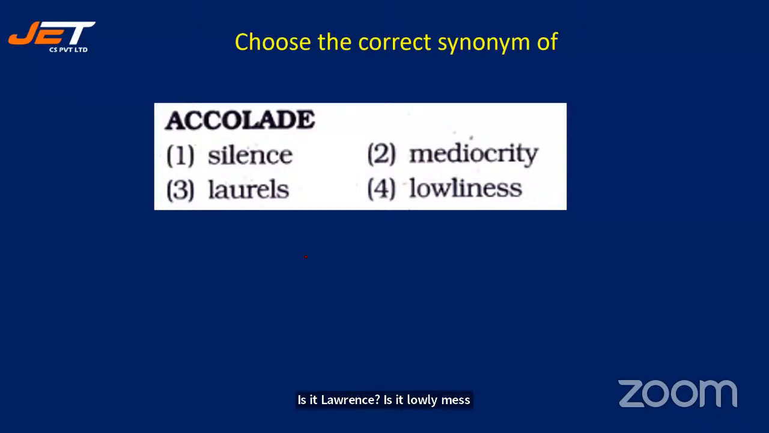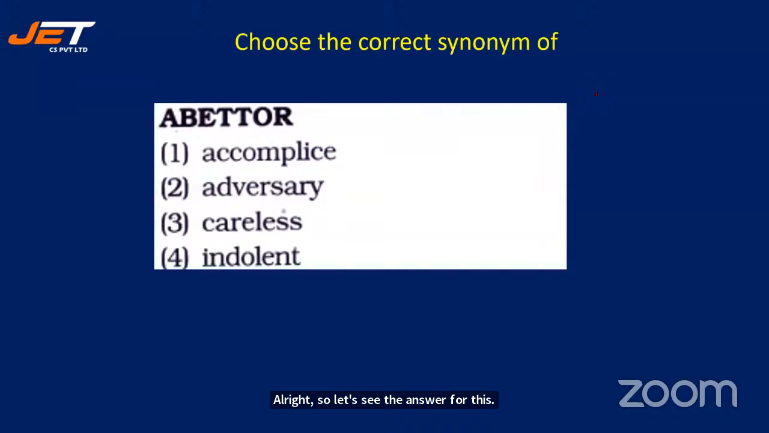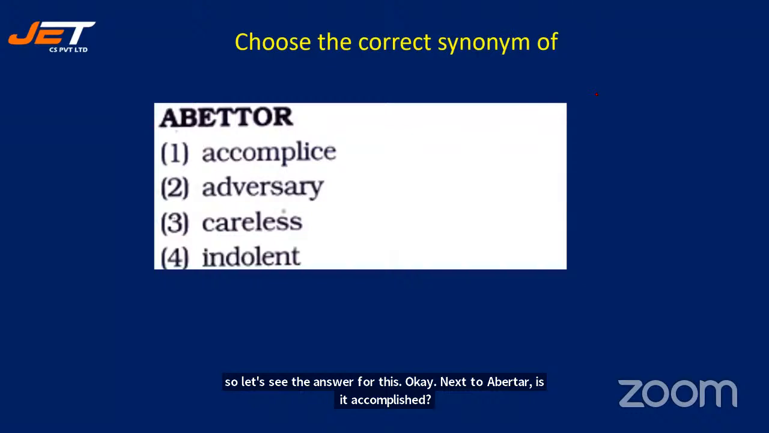Accolade, you would have definitely heard in any functions, about the chief guest. We speak. All right. So let's see the answer for this. It is laurels. Okay. Next, abettor. Is it accomplish? Accomplice? Is it adversary? Is it careless? Or is it indolent?